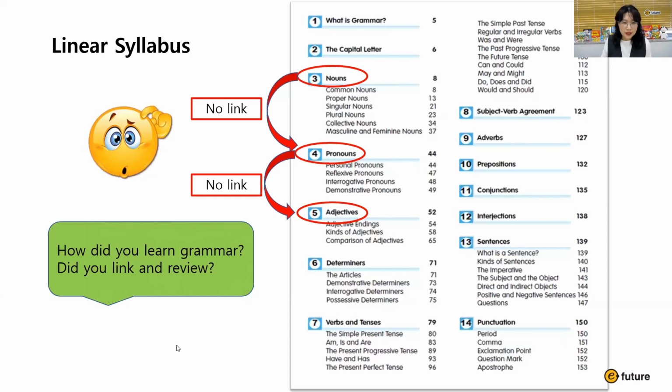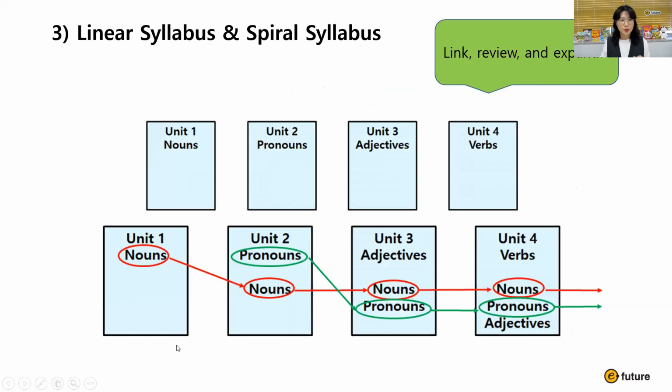But if you do link and review, I'll show you this one. So compare the first line with the second line. The second line is the eFuture approach. This is from my first grammar and my next grammar series. We follow a spiral syllabus. So unit 1 is nouns. Unit 2, the new target is pronouns. So you learn the new target, pronouns, but then you link that with the unit 1 target, the old target, nouns, and you practice together.